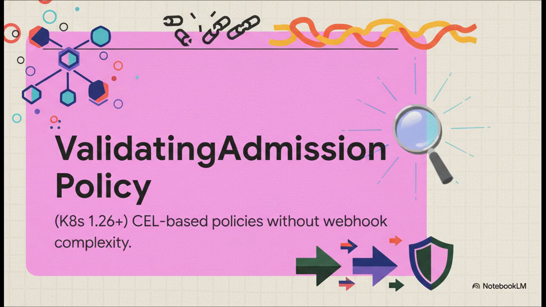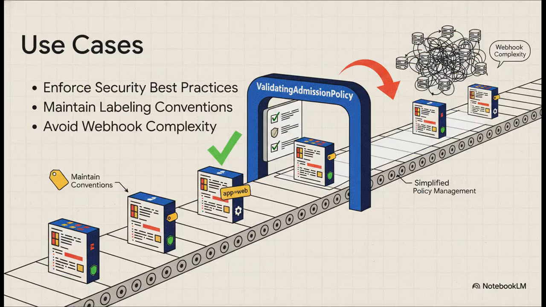Back in the day, if you wanted to enforce some custom rule, like, I don't know, every deployment must have a team label, you had to build, deploy, and maintain this whole complex validating admission webhook. What a pain. Well, not anymore. This is how you put guardrails on your cluster, but natively.